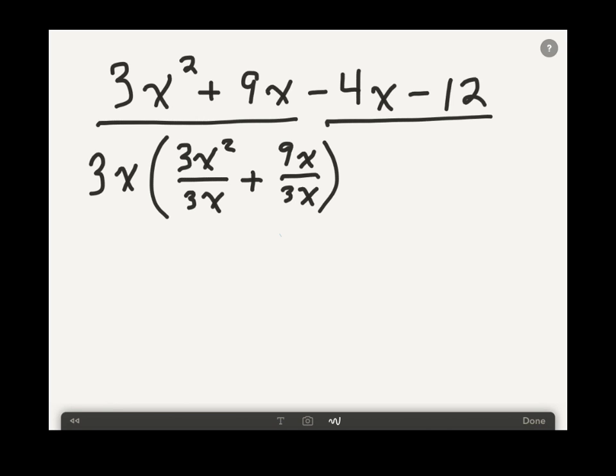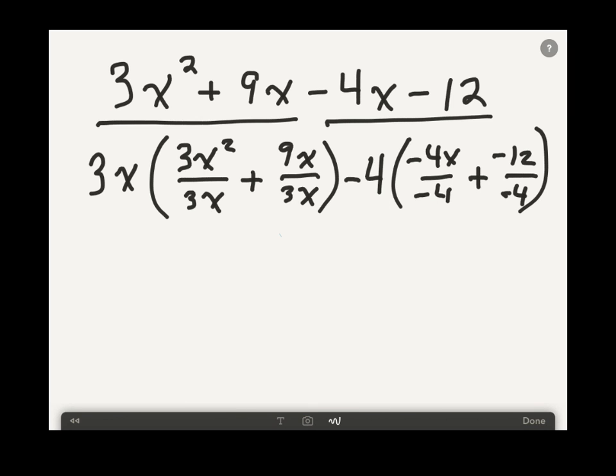For the second pair, I can see that they're both divisible by 4, and we always bring that middle sign out with it. And so again, I have negative 4x that I'm dividing by negative 4. And I'll put a plus sign here and put that negative sign there. We have negative 12 that's also being divided by negative 4. So now we want to go ahead and simplify.